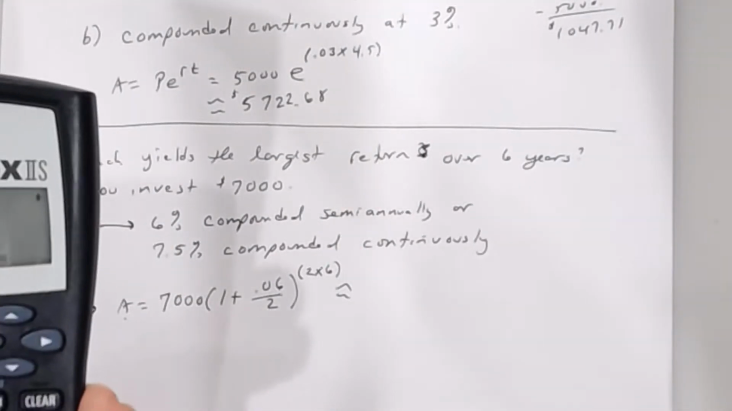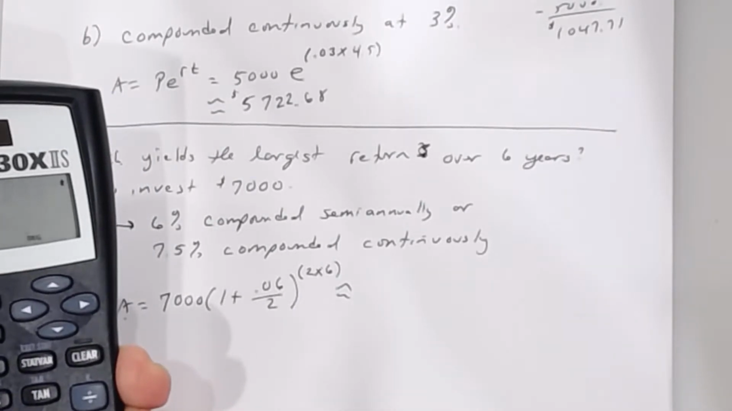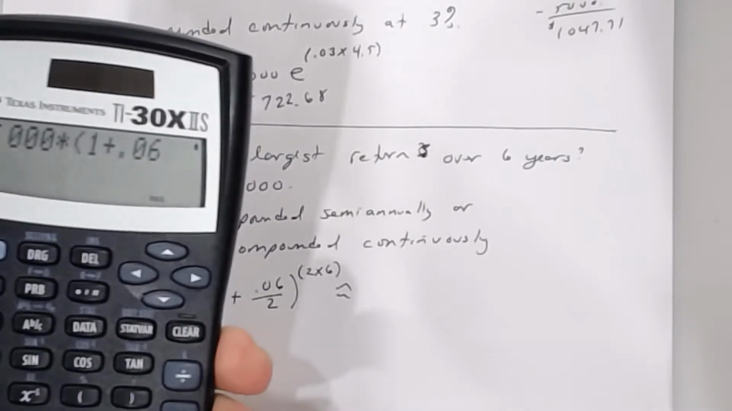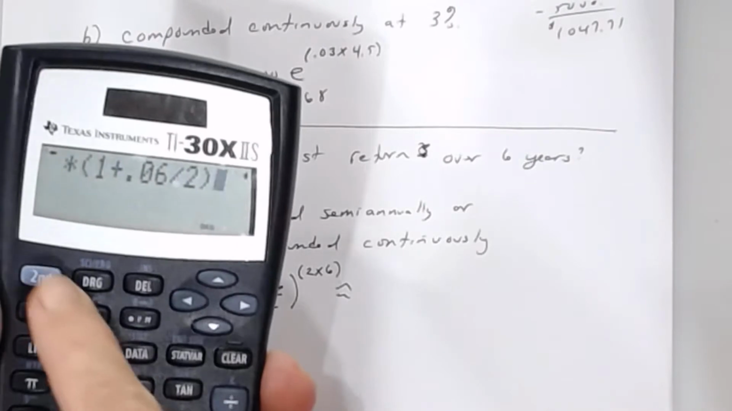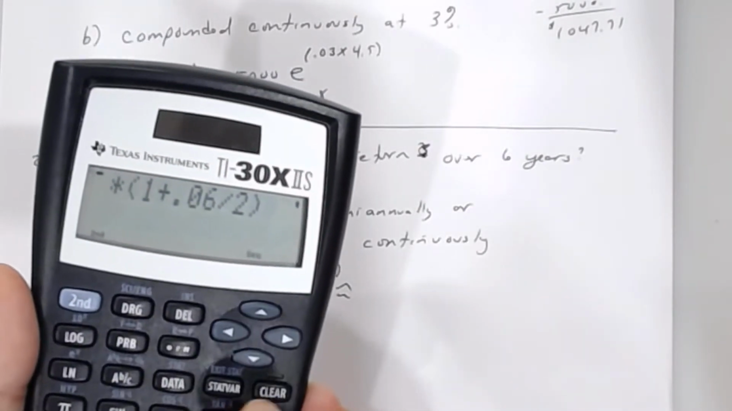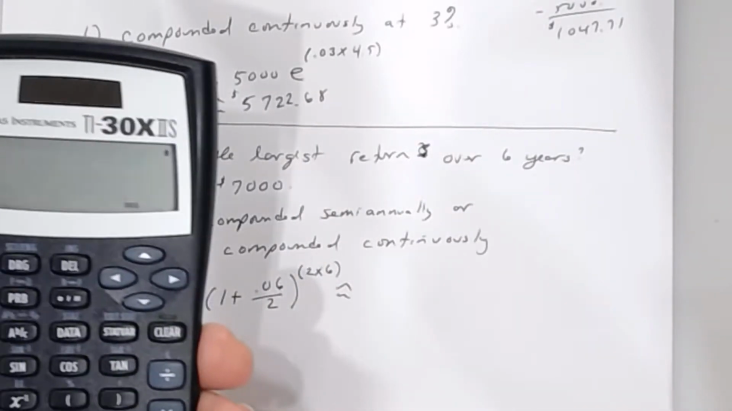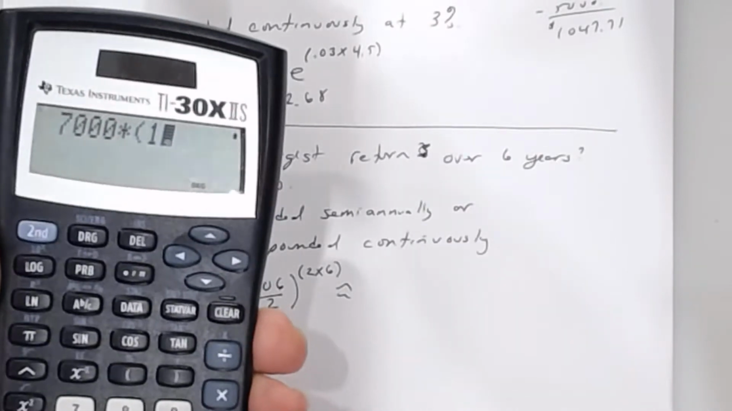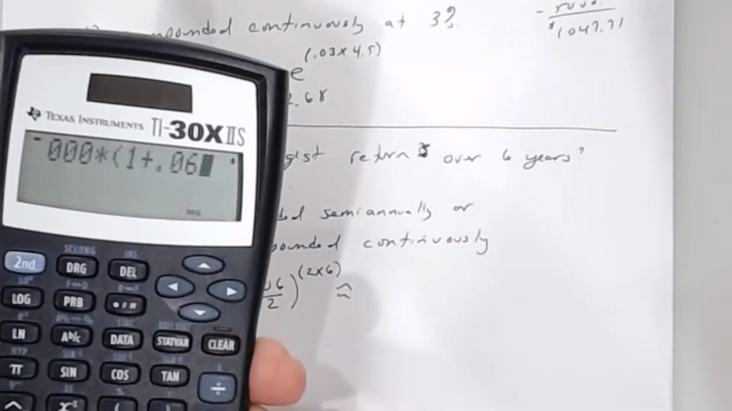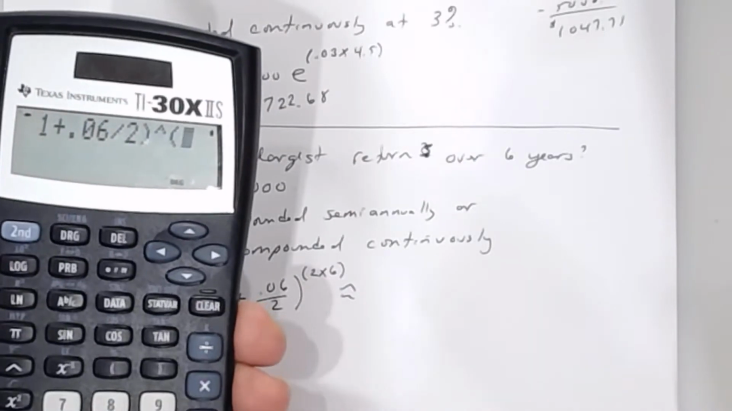So 7,000 times in parentheses 1 plus 0.06 divided by 2. Close the parentheses, but that's got to be raised. Oops, wrong one. Let me do it over. So 7,000 times in parentheses 1 plus 0.06 divided by 2, close the parentheses, raised to the 2 times 6 or just 12.